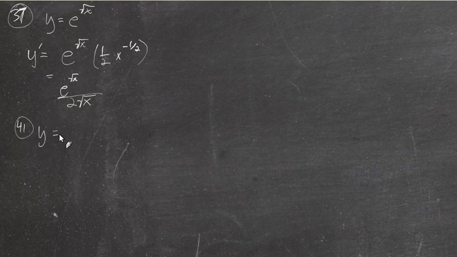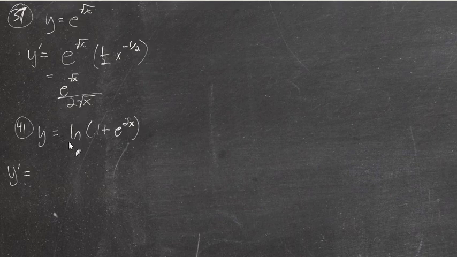Y equals the natural log of 1 plus e to the 2x. Okay, so we're mixing the natural log and e to the x. We just need to remember everything we've learned and put it all together. Right? We've got an outside function and an inside function. We're going to use the chain rule, so we'll start with that.